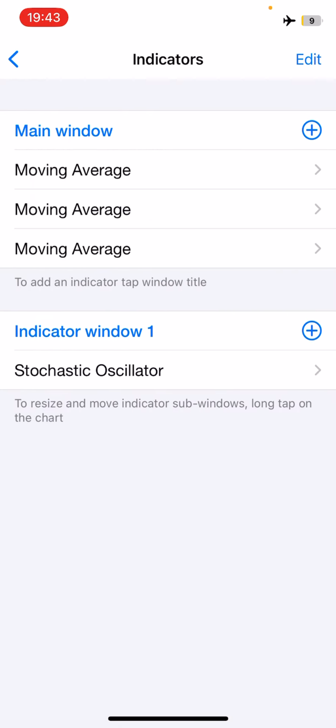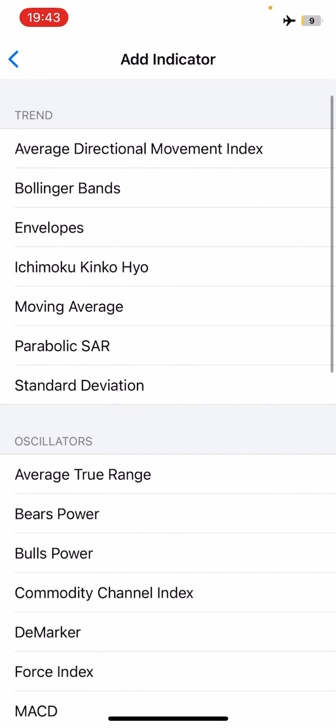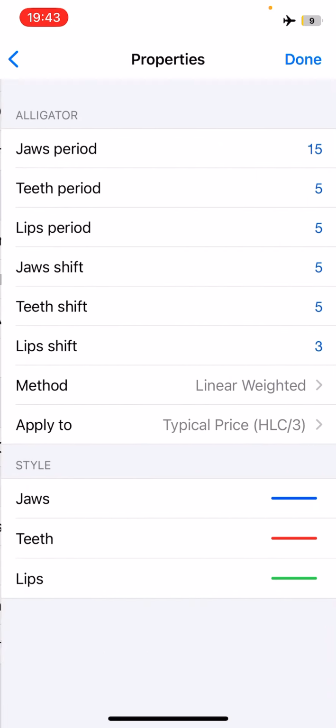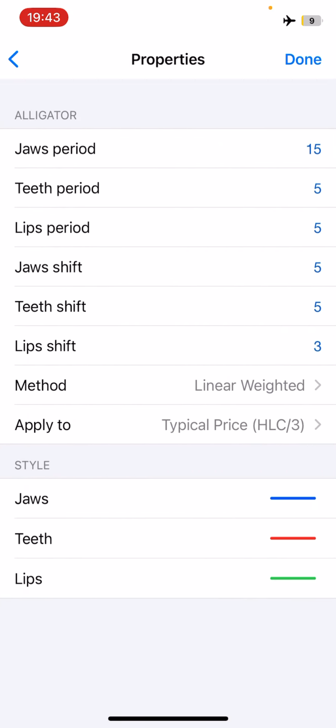The next thing that we want to add is an indicator called the alligator, and we want it to be under our indicator window 1. So this time we'll click where it says indicator window 1, then I'll look for the alligator, which is right here, and it is going to have the following properties that you see on my screen. Basically, we're going to have the jaws period as 15, the teeth period as 5, the lips period as 5, the jaws shift as 5, the teeth shift as 5 as well, and the lips shift as 3. The method is going to be linear weighted, and you're going to apply to typical price.